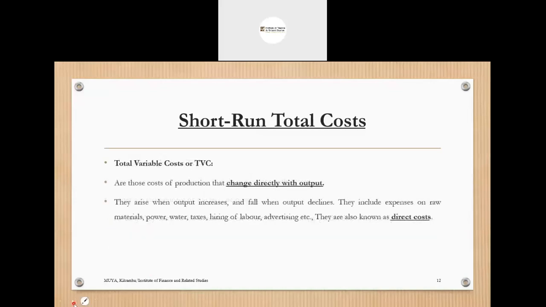Then we have the total variable costs. The total variable costs are those costs of production that change directly with output. As output increases, variable cost increases. As output decreases, variable cost decreases. And they include expenses of raw material, power, water, etc. Sometimes we refer to them as direct costs.